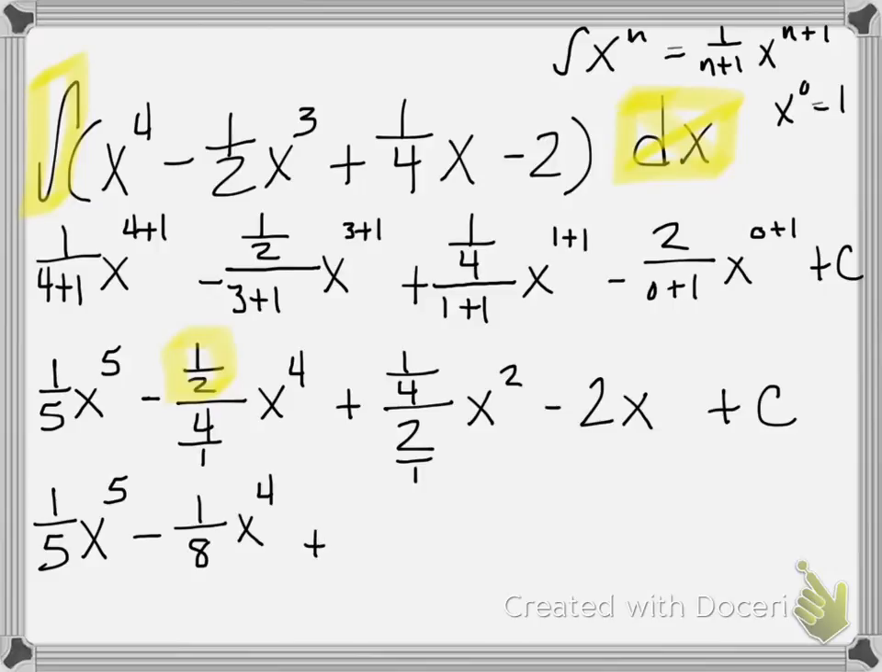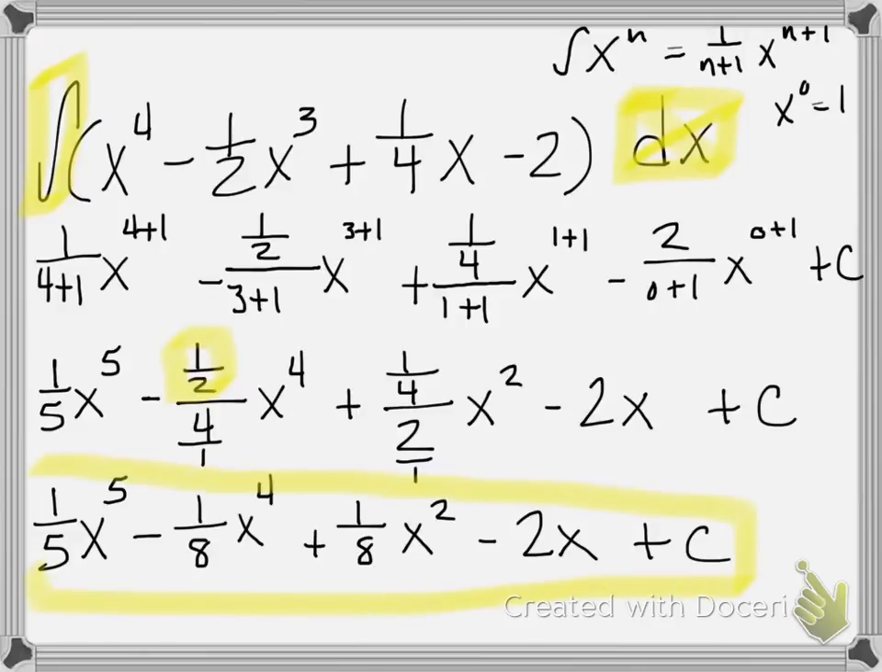plus our 1 over 4 times 1 over 2. It's going to leave us with 1/8 x squared minus our 2x plus our constant. And so this right here should be our answer. And we just did another one.